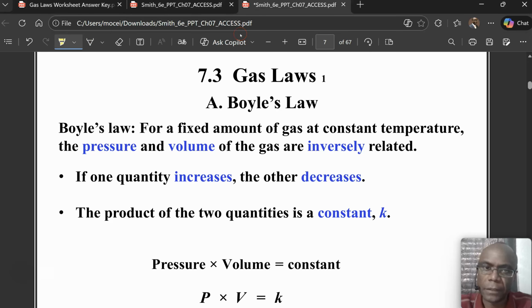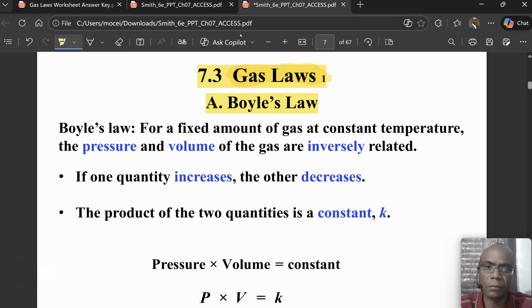In this section of lecture, we are going to learn about gas laws and laws that align with the properties of gases. The first law is going to be called Boyle's law, discovered by the scientist Boyle. It states that for a fixed amount of gas at constant temperature, the pressure and the volume of the gas are inversely, oppositely related. Inverse relationship means if one quantity increases, the other one must be decreasing.